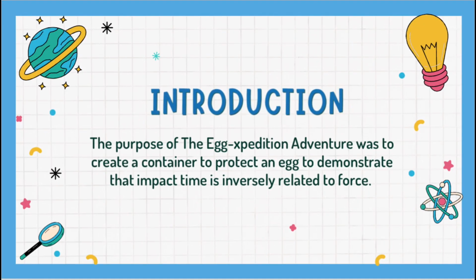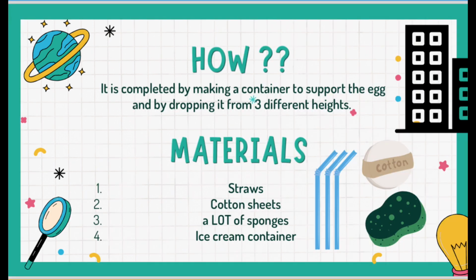For the introduction, the purpose of the Egg Expedition adventure was to create a container to protect an egg to demonstrate that impact time is inversely related to force. So how? It is completed by making a container to support the egg by dropping it from 3 different heights. So our group used straw, cotton sheet, a lot of sponge and an ice cream container.